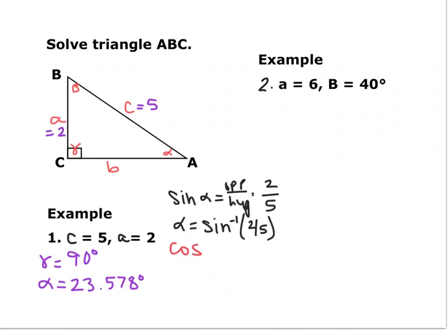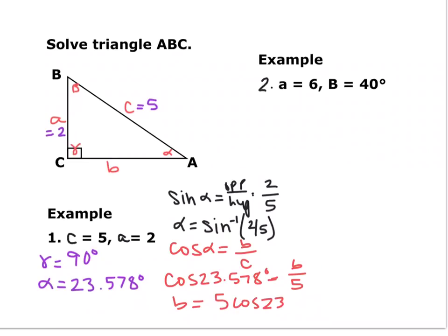So we want to use the cosine of alpha is going to equal side B over the hypotenuse. So plug in what you know. You know that alpha is 23.578 degrees, and we know that C is 5. So multiply both sides by 5, you get that side B is 5 cosine 23.578 degrees, and go ahead and plug that in your calculator. So once you plug that in your calculator, you find that side B is equal to 4.582.